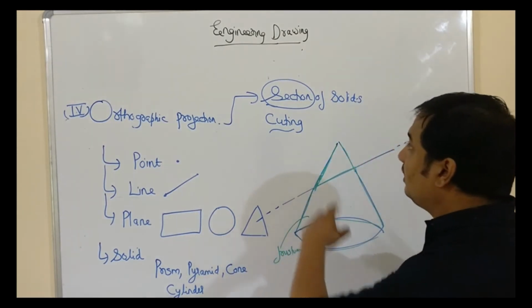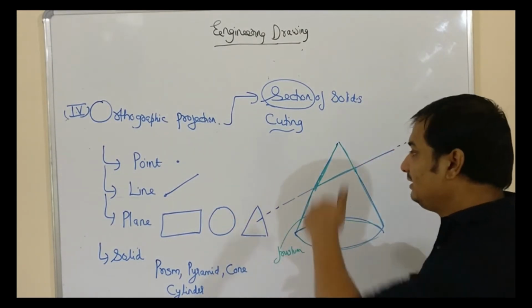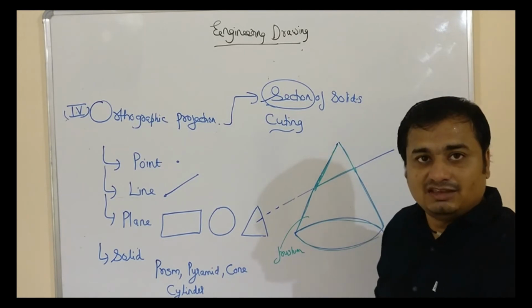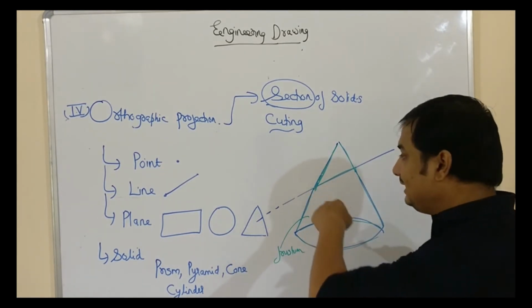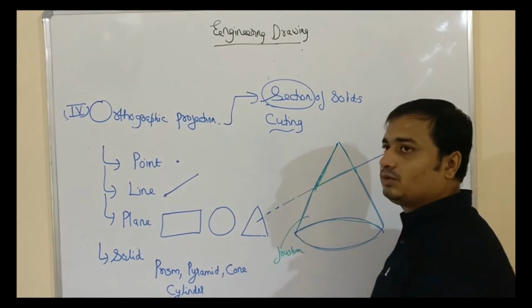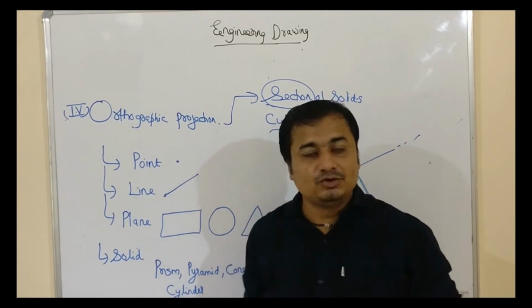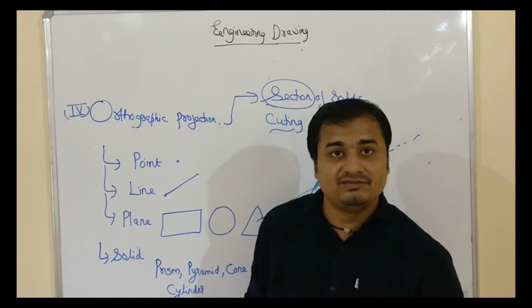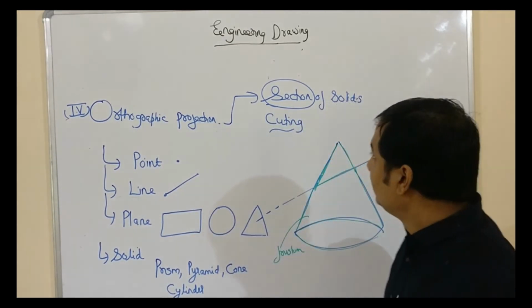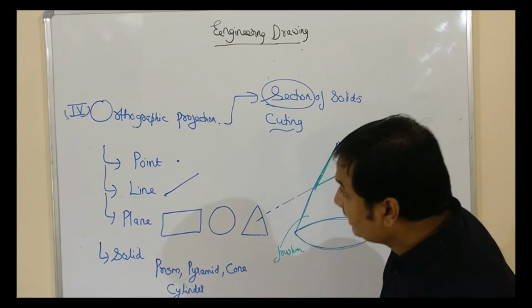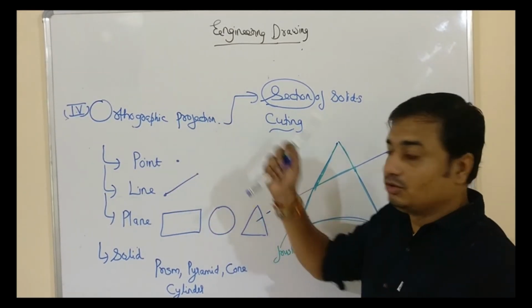Section of solid is generally used to determine the internal features of the object. If we want to know the internal details of the object, then only we cut the solid, and then we visualize from the interior. So those views become the sectional front view and sectional top view of that particular solid. This is the first sub-component that we are going to study after orthographic projection.